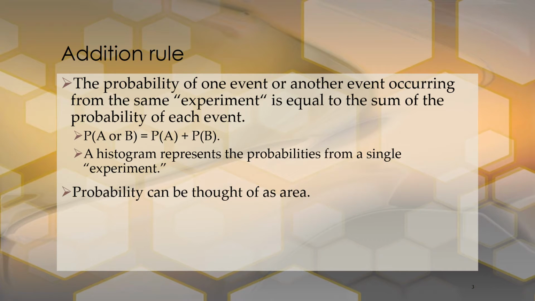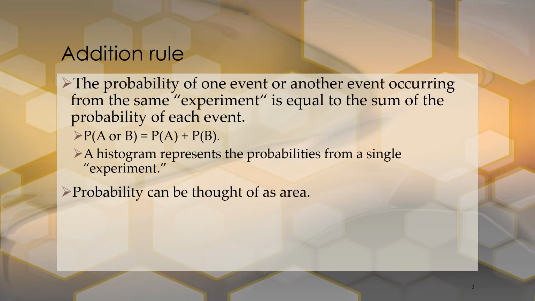If you remember from before, the addition rule is the probability of one event or another event occurring from the same experiment is equal to the sum of the probability of each event. So the probability of A or B happening equals the probability of A plus the probability of B, given that they are from the same experiment. So a histogram represents the probabilities from a single experiment.